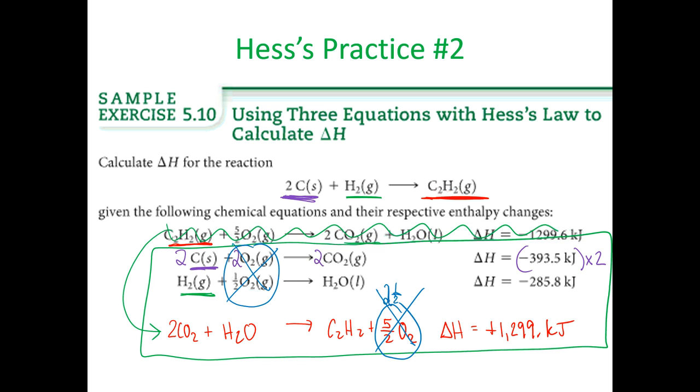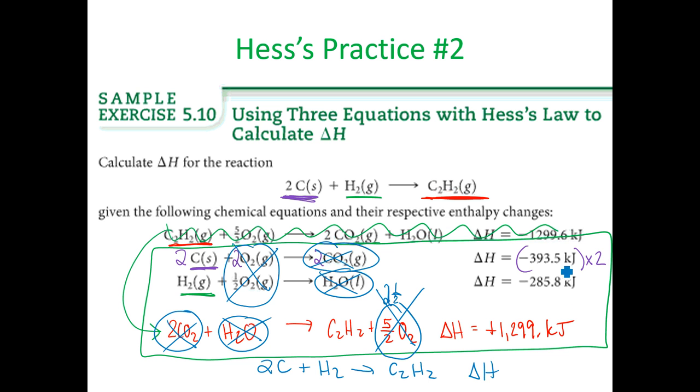So my O2s cancel. What else cancels? I've got 2 carbon dioxides on the left, 2 carbon dioxides on the right. So those cancel out. I've got a water on the left and a water on the right. So those cancel out. So what I'm left with when I add these up is 2 carbons and a hydrogen makes C2H2. And then if I add up these 3 delta H's, I'm going to get the delta H of my overall reaction.